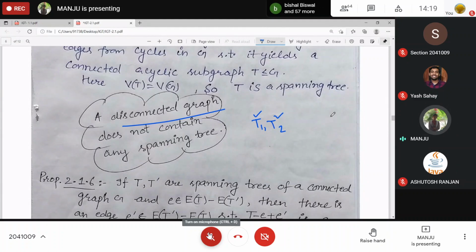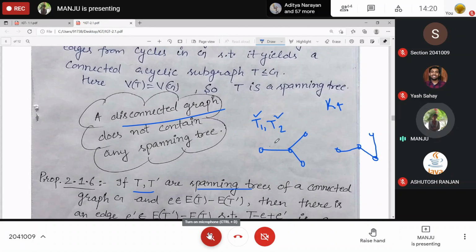Yeah, a different path means a different edge, right? For example, in case of P4, these two are different spanning trees, right? For K4, or a kite, these are different spanning trees now. All the vertices are there, but the edges are different, right? So different spanning trees means the edges will be different.